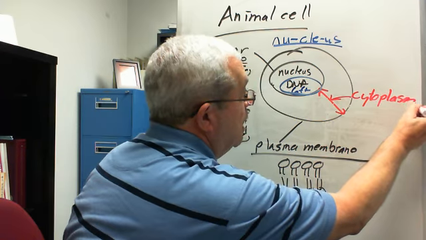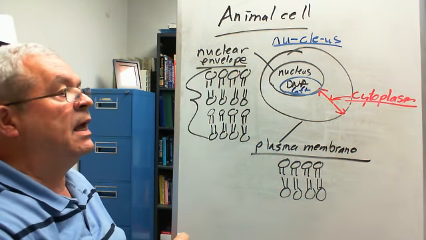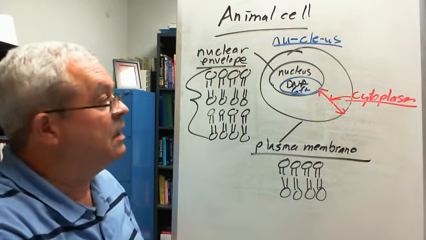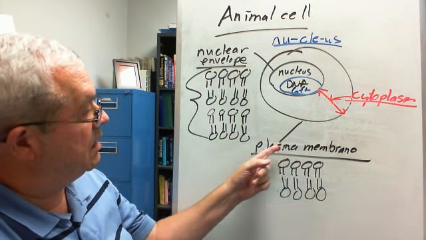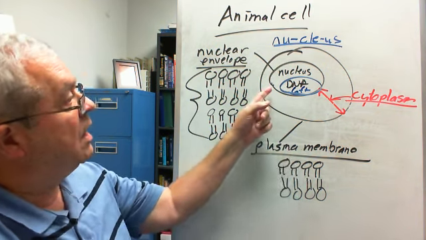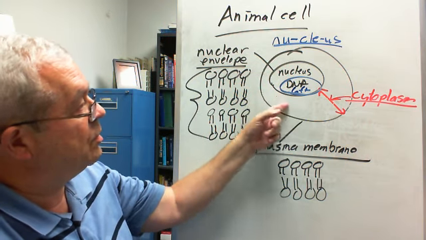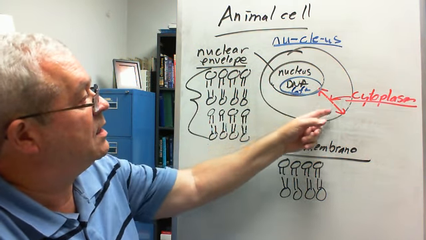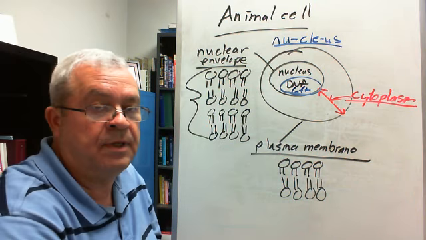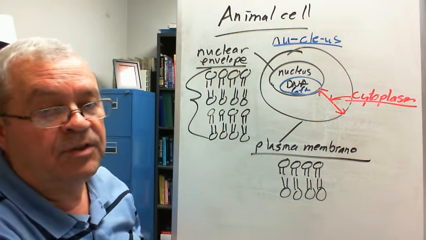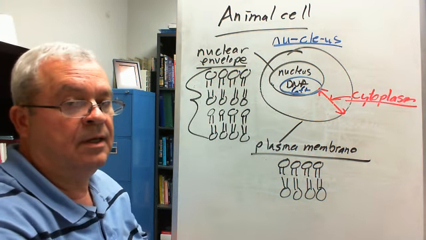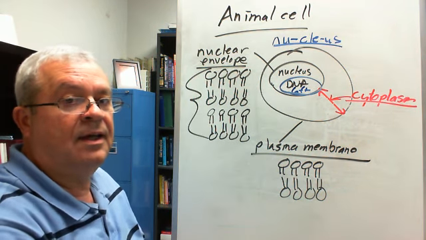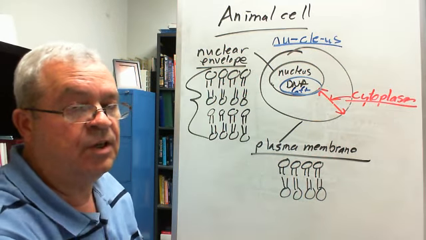cytoplasm. And the cytoplasm, by definition, is everything between what and what? Everything inside the plasma membrane, everything outside the nucleus. So it's anything and everything that's in that particular area. And so within the cytoplasm, there's actually 3 categories of things. We're going to discuss 2.